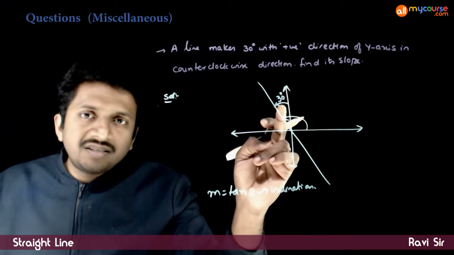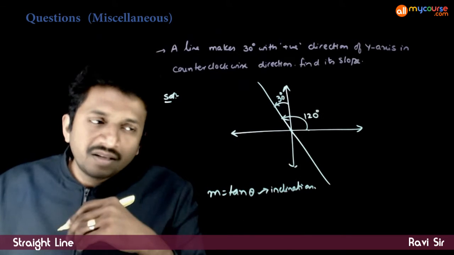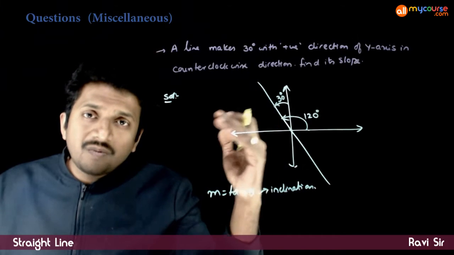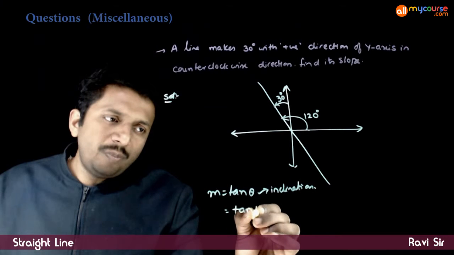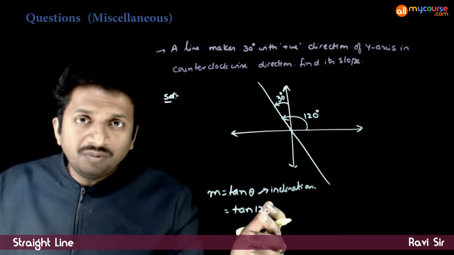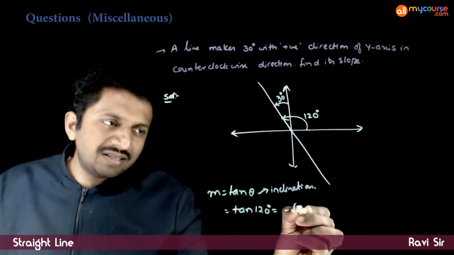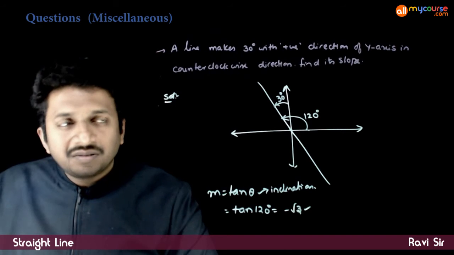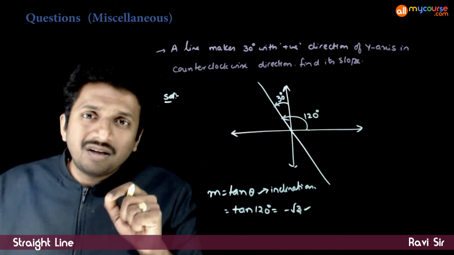So obviously if this is 30 degrees, this total angle will be 120 degrees. So the inclination of this line will be 120 degrees. This implies the slope is tan 120 degrees, which is equal to minus tan 60 degrees, which is equal to minus root 3. So the slope of the required line is minus root 3.